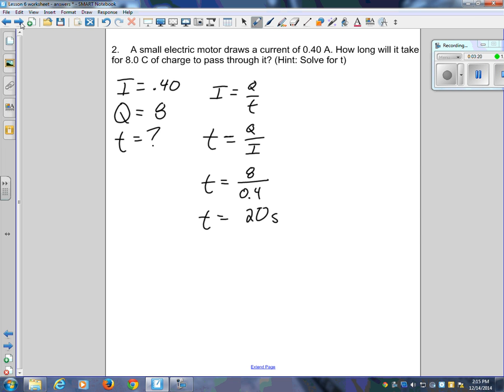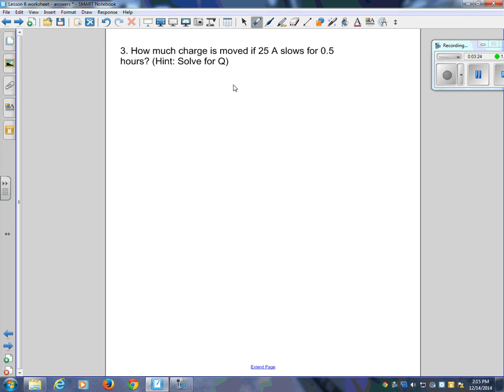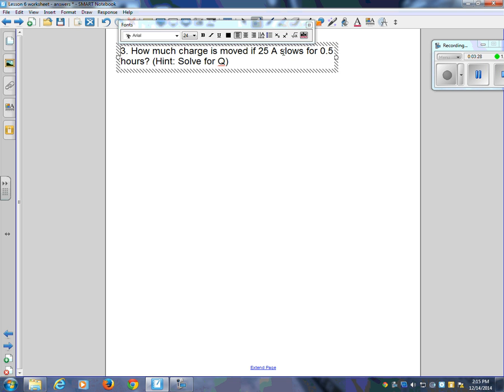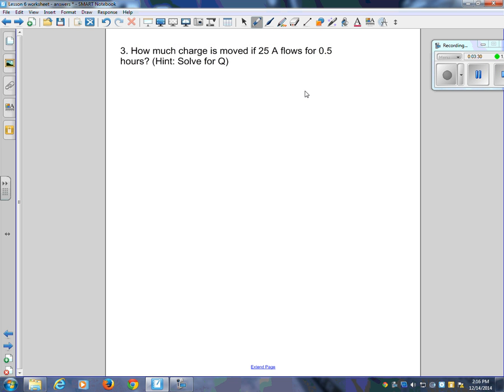All right, moving on to question number 3 now. How much charge is moved if 25 amps flows, that should be flows, I'm guessing. I just changed that right there. Flows for 0.5 hours, hint, solve for Q. Notice here that my time is measured in hours.